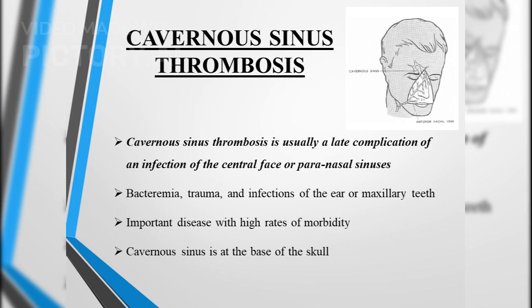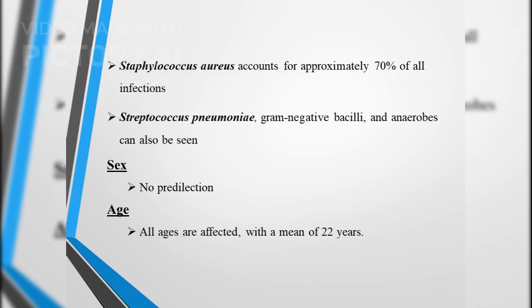Cavernous sinus thrombosis is a serious complication of facial infections, often involving bacteria like Staphylococcus, and can lead to high morbidity. Staphylococcus aureus is a common cause of these infections, affecting all ages, with a mean age of 22 years for cavernous sinus thrombosis cases.